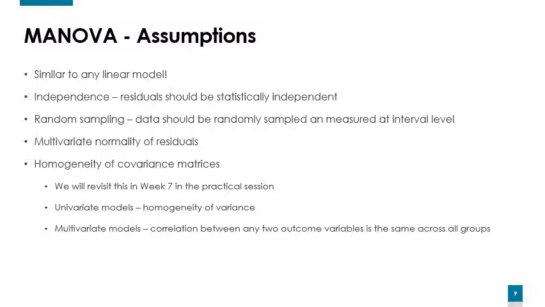And again, in univariate models, we talk about homogeneity of variance, maybe across levels of our predictor or our IV or across groups. And in multivariate models, what we're really looking at is the correlation between any two of our outcome variables and making sure that that correlation is the same across all groups. So it's a very similar principle, just extended across these multiple comparisons.